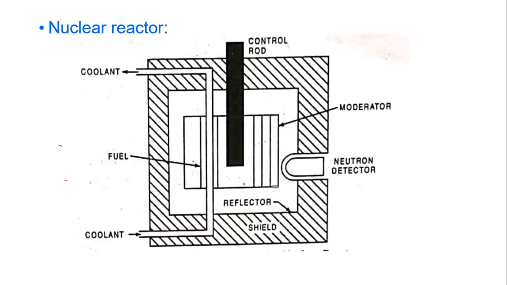Next one is the reactor vessel. The reactor vessel contains the reactor core, reflectors and also the thermal shielding. The reactor vessel is a combination of the reactor core, reflectors and thermal shielding.